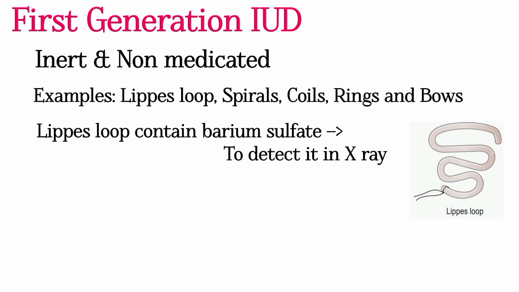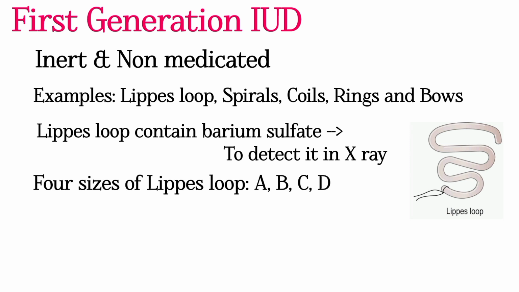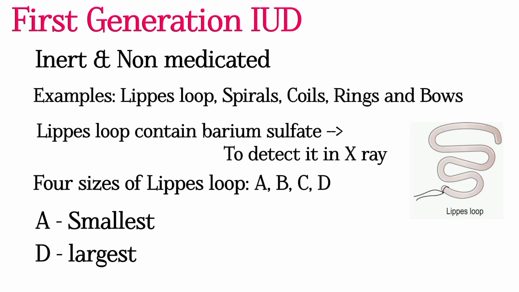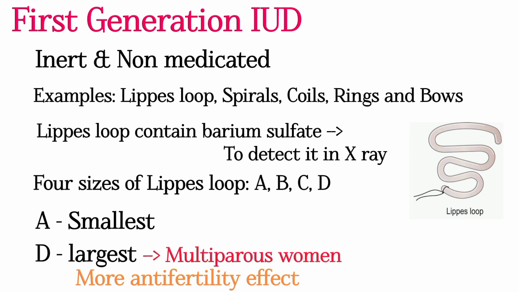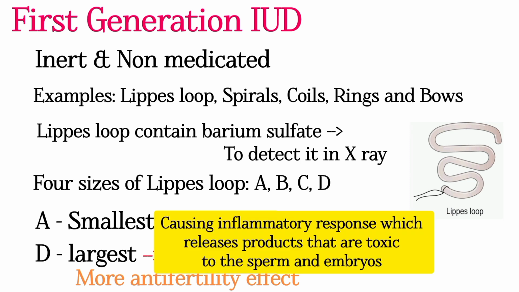There are four sizes of Lippes loop, A, B, C, D, in which A is the smallest and D is the largest. A larger Lippes loop has more anti-fertility effect and a lower expulsion rate, but it has more side effects. Larger size suits multiparous women. The mechanism of action of Lippes loop is causing an inflammatory response which releases products toxic to sperm and embryo.